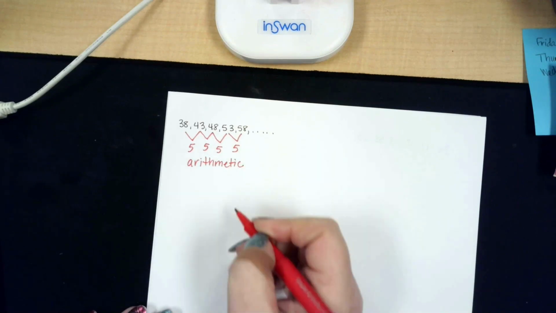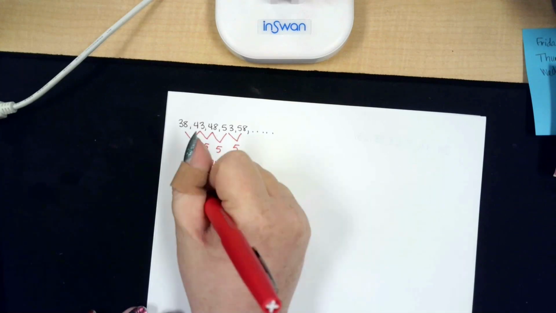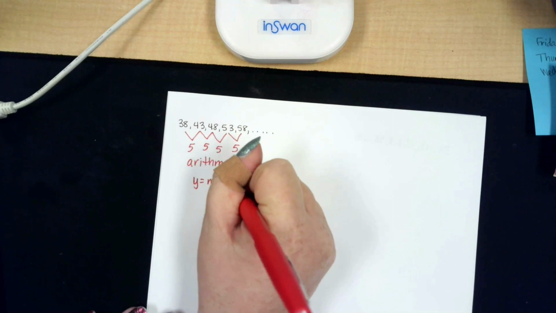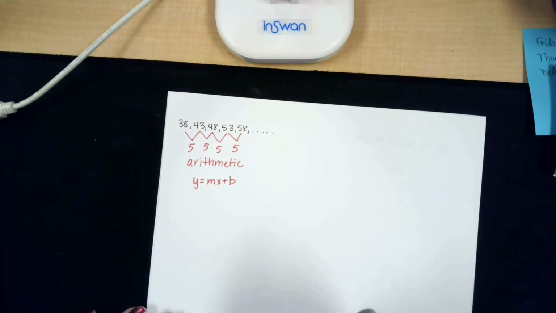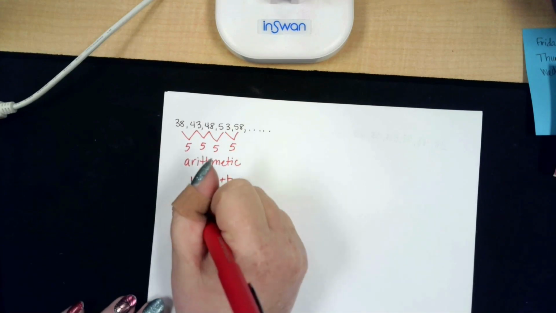What it means when we have an arithmetic sequence is that it's a linear function. So we're going to use our standard form of an equation for a line, which, if you remember, is y equals mx plus b. So the nice thing about arithmetic sequences is the common difference is the slope of your line. So it's your m. So we can go ahead and insert that.